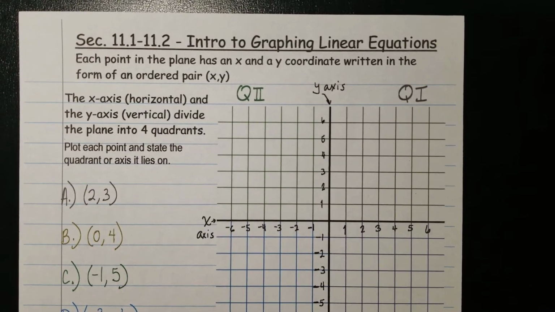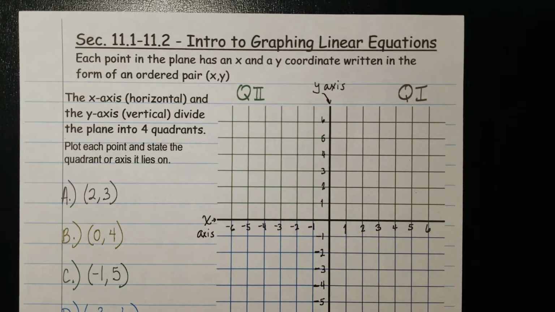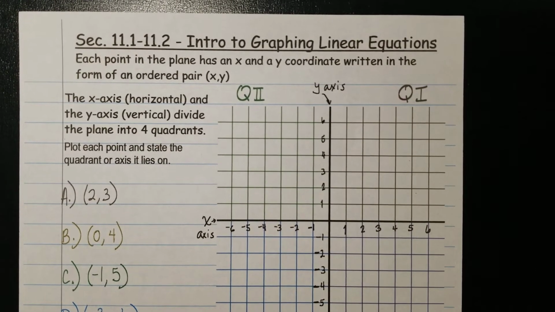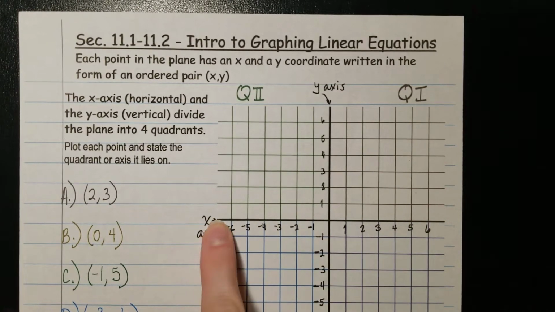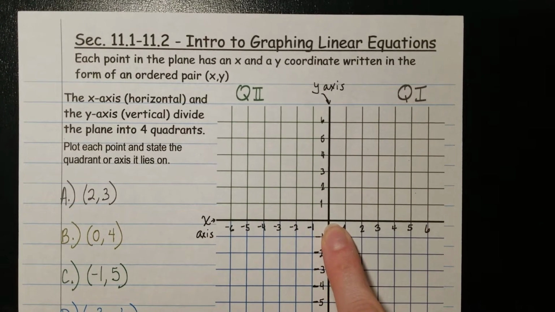This video is for sections 11.1, 11.2, Introduction to Graphing Linear Equations. So first of all, when we're going to graph anything, we need to understand the x and y coordinate plane. So here we have the x-axis, which is the horizontal axis. The y-axis is the vertical axis. The point where they cross is the origin, that's 0, 0. The coordinates where x is 0 and y is 0.